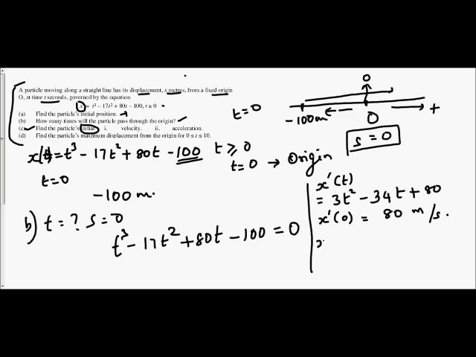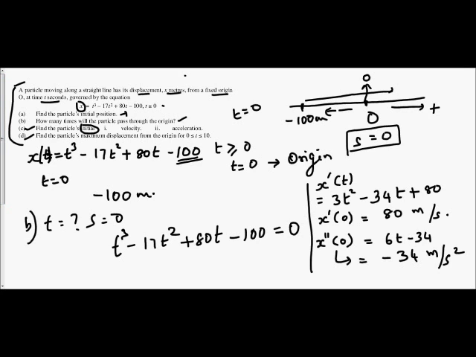The next is acceleration. Simply you need to find x double dash of t. x double dash of t would be first 6t, so at t equal to 0 it would be minus 34, and meters per second square. This is for t equal to 0, that is initial acceleration.